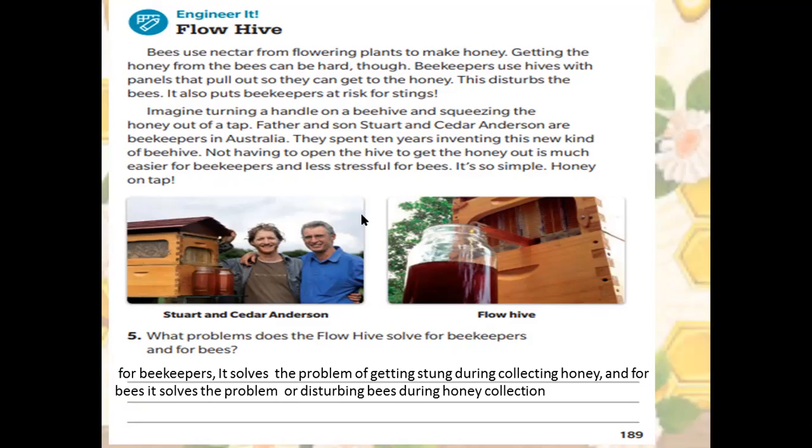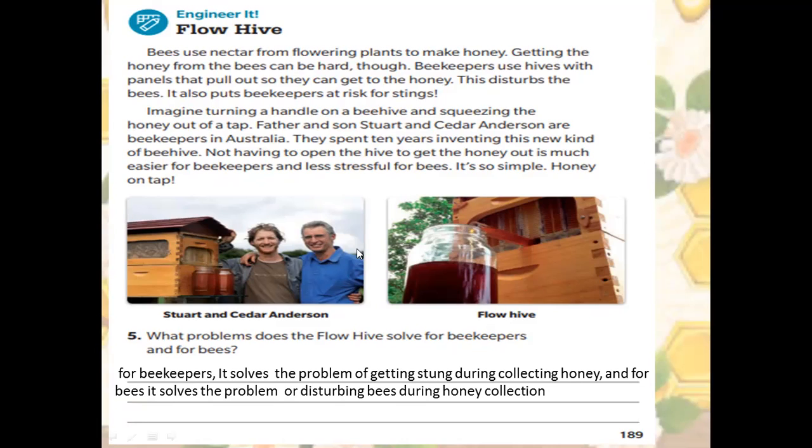This flow hive is very simple. It's just honey on tap. Imagine turning a handle on a beehive and squeezing the honey out of the tap without killing the bees, without disturbing the bees, and without getting any stings. It's perfect.